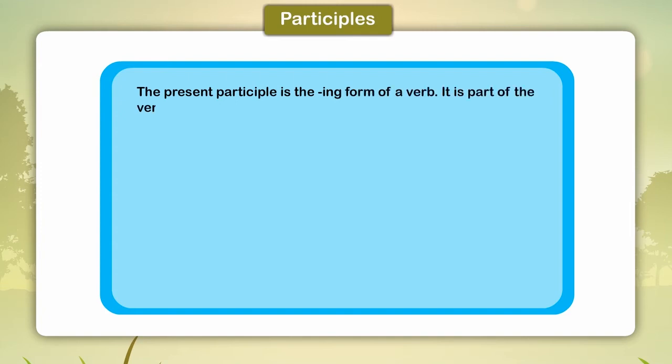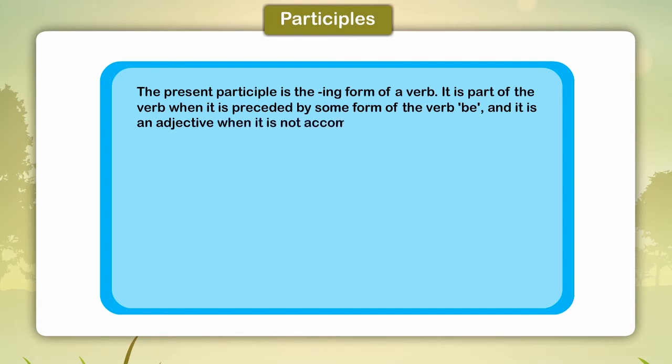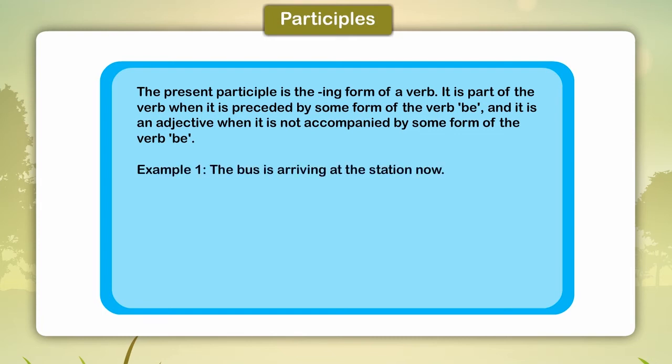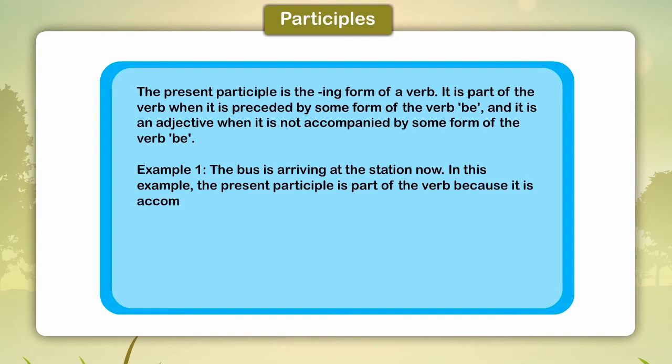The present participle is the ing form of a verb. It is part of the verb when it is preceded by some form of the verb be, and it is an adjective when it is not accompanied by some form of the verb be. Example 1. The bus is arriving at the station now. In this example, the present participle is part of the verb because it is accompanied by is.